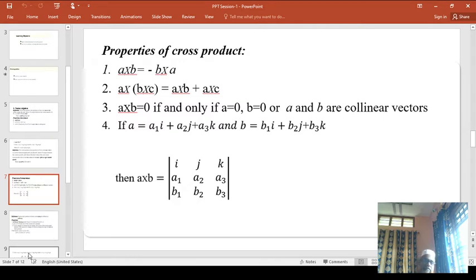Fourth one, if vector a equals a1 i plus a2 j plus a3 k and b equals b1 i plus b2 j plus b3 k, then a cross b equals a third order determinant with rows i, j, k; a1, a2, a3; b1, b2, b3.